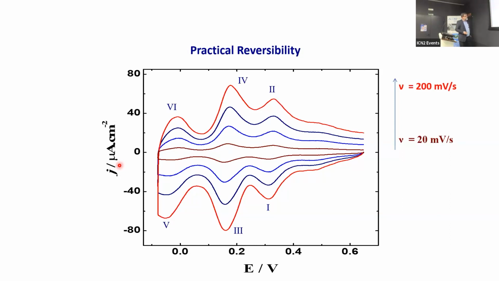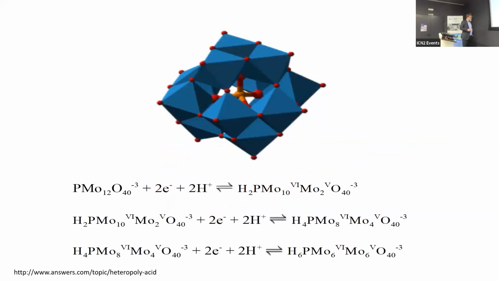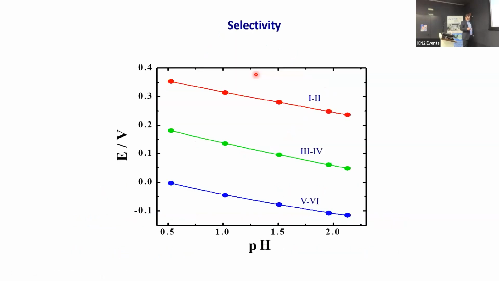One of the properties to use in the electrode is the practical reversibility. This is very important because the irreversibility corresponds to the dissipation of heat and not electrical work. We have used phosphomolybdic acid in one of the electrodes. Another important property is the selectivity.